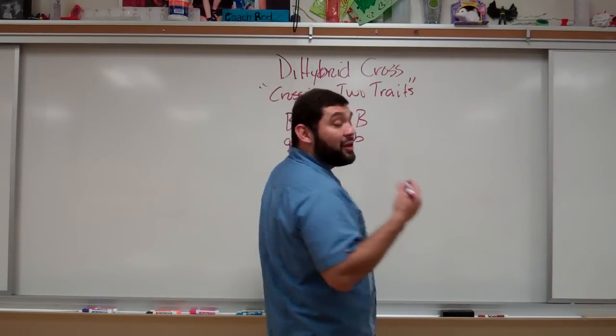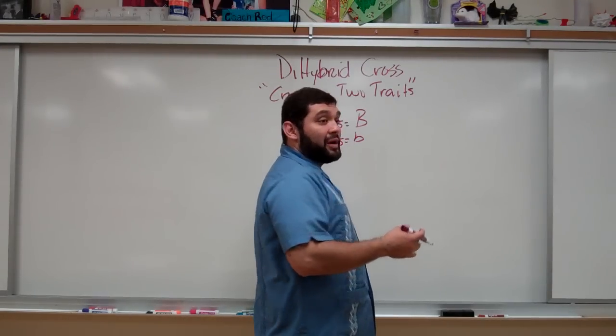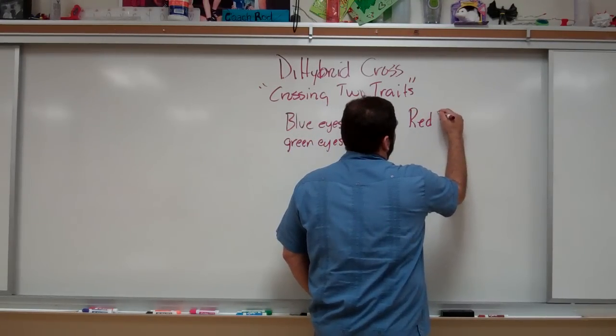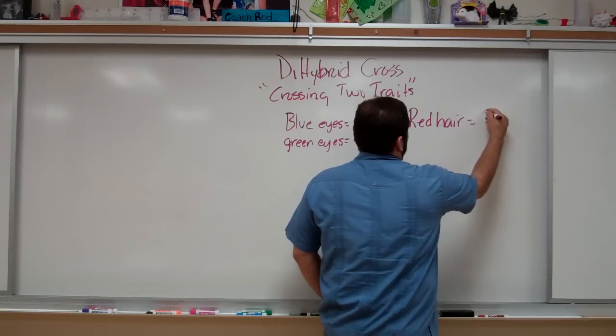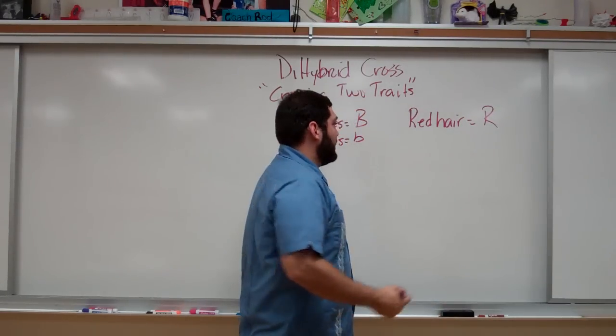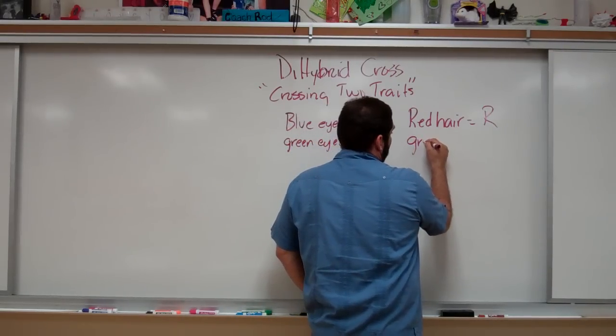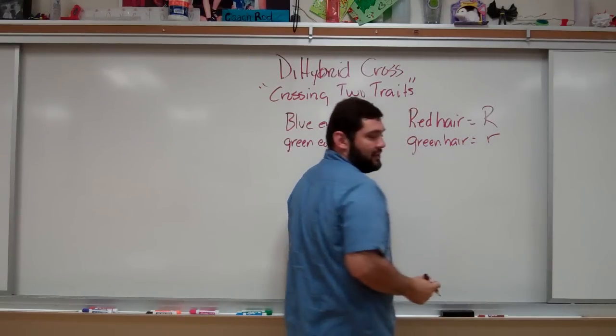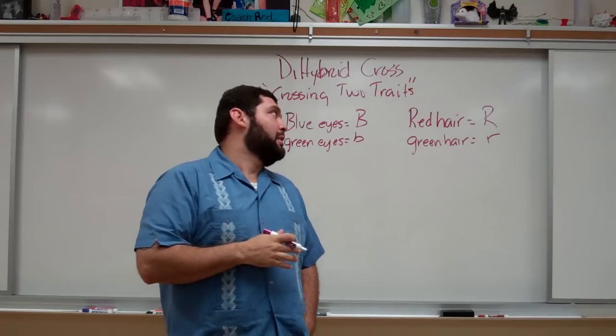We're going to use hair color in the sense where we're going to use crazy colors. So we're going to say that red hair, we're going to use big R for red, is dominant over green hair. And this is naturally green. Again, this is just for this example.